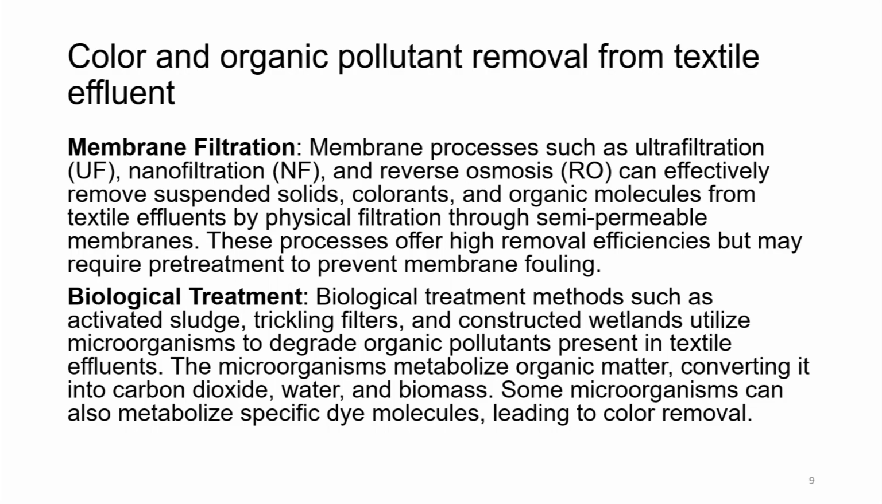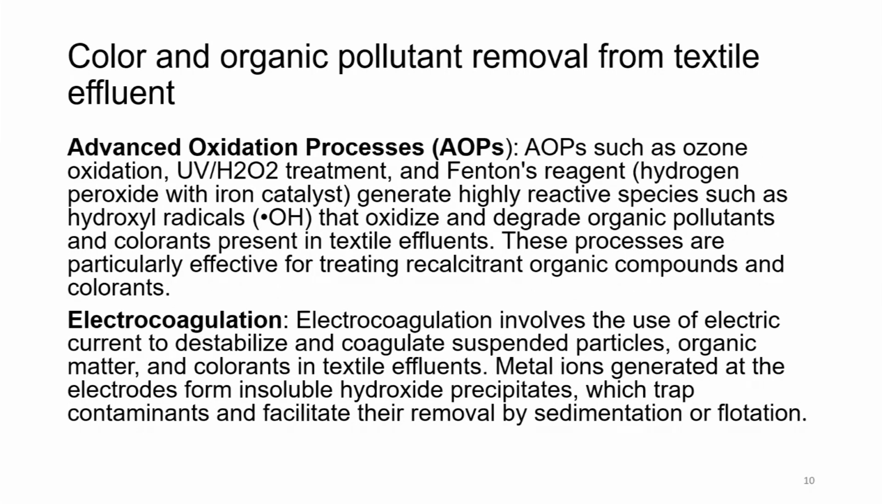Biological treatment. Biological treatment methods such as activated sludge, trickling filters, constructed wetlands utilize microorganisms to degrade organic pollutants present in the textile effluent. The microorganisms metabolize organic matter, converting it into carbon dioxide, water and biomass. Some microorganisms can also metabolize specific dye molecules leading to color removal. So, this is one very good method of removal of color.